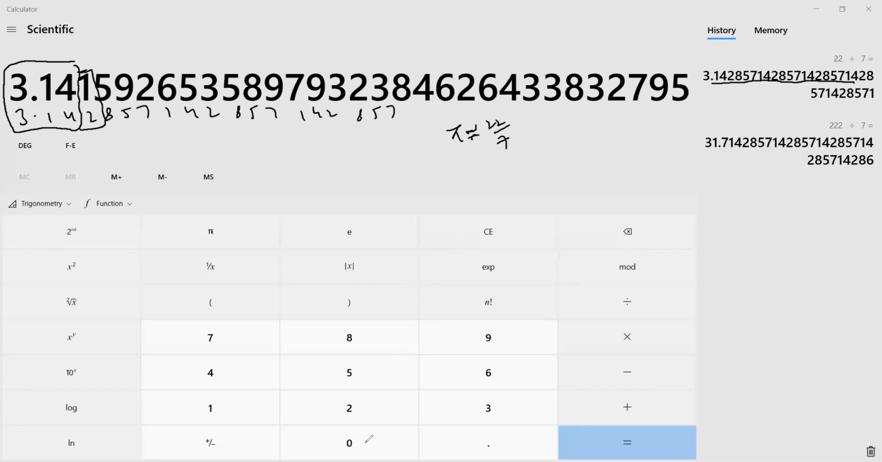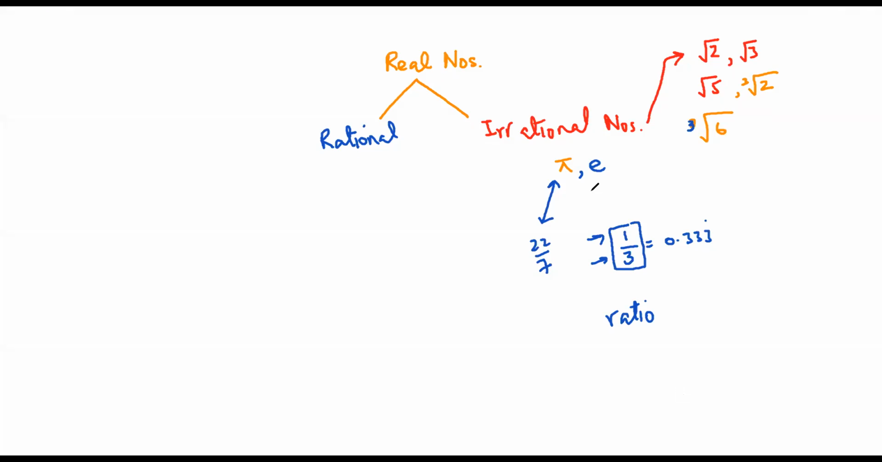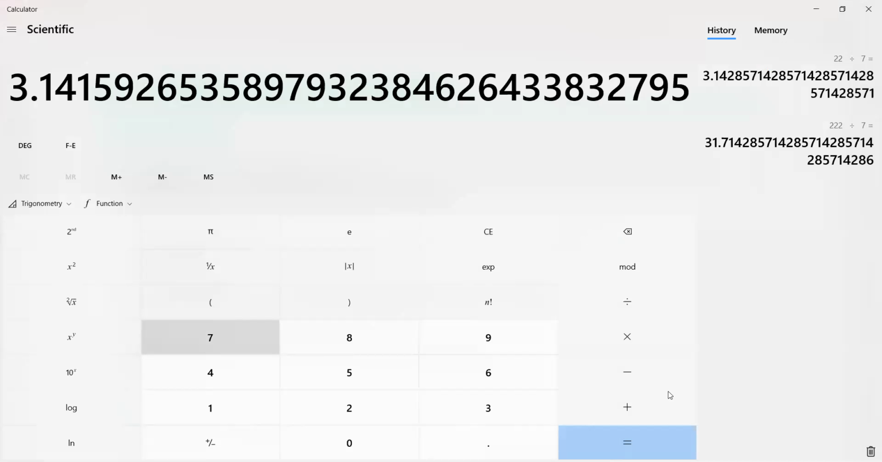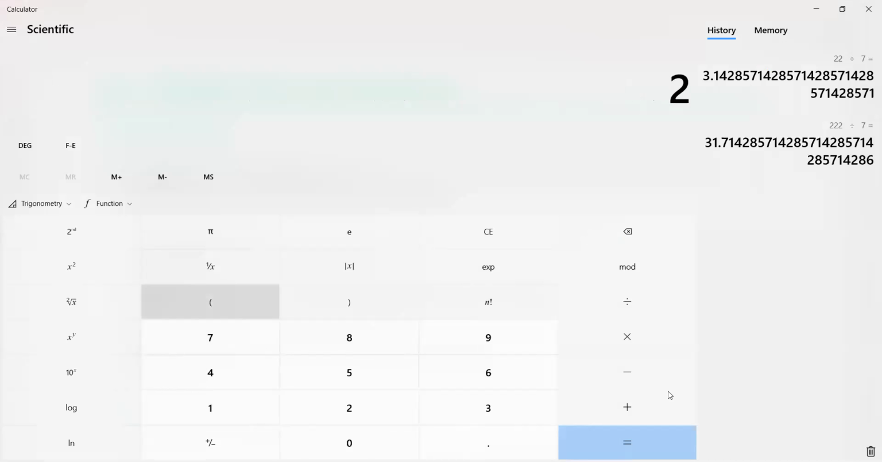Now going back to our sheet here. Irrational numbers are typically the square roots. Let me show you again this square root thing. Again, look at this. If I find the square root of 2, just see what I get. The square root of 2. Where is that square root?